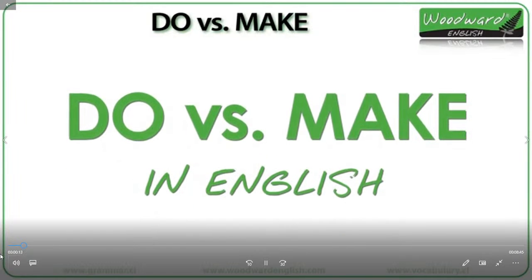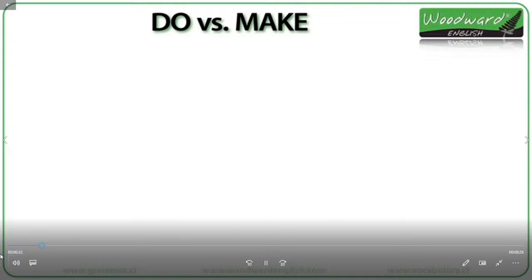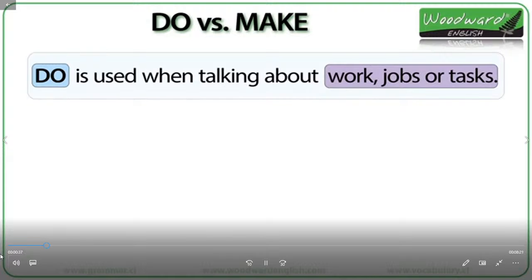Do and make are two verbs that frequently confuse students learning English. Today, we will learn about the difference between do and make and when to use each one. Here, we're talking about do and make as verbs or action words. So when do we use do? Do is used when talking about work, jobs, or tasks, including chores. Note, they do not produce any physical object.